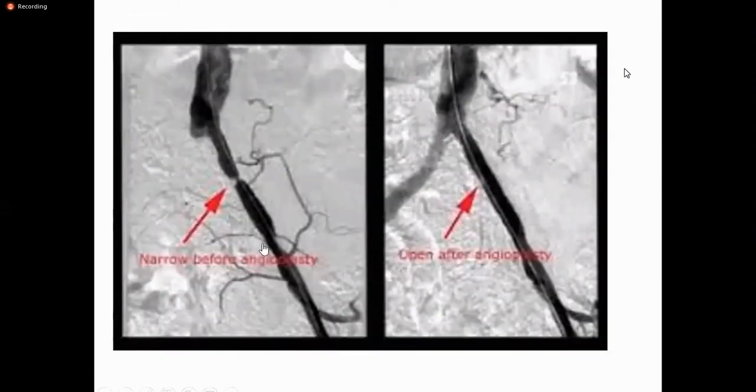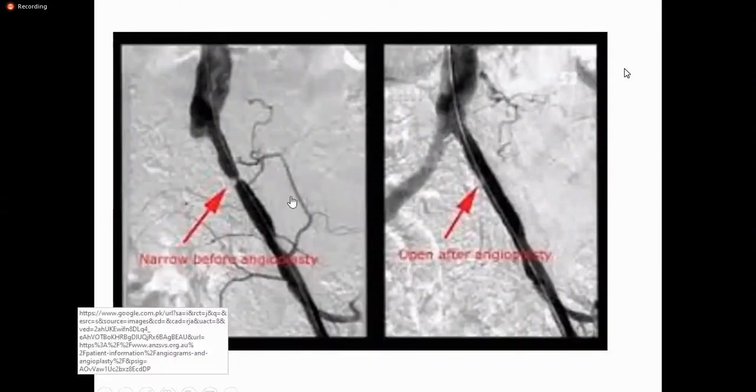Now here, this is the picture. In the left side picture, the arrow shows a narrowing of the coronary artery. That shows the stenosis of the coronary artery, because the lumen is not normal, the contour is not normal. When the dye was injected, the dye comes up to here, and from this point the dye moves in a tail pattern to the other part of the coronary artery. So this is not the normal flow of the dye, which shows the narrowing of the coronary artery.